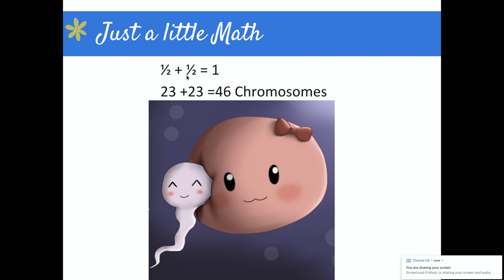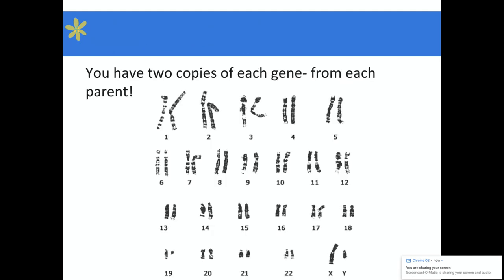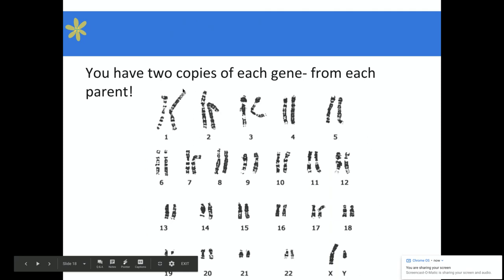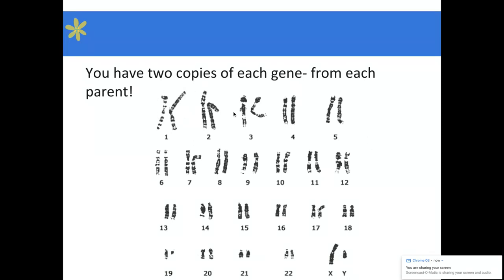1/2 plus 1/2 equals 1. 23 chromosomes from the sperm and 23 chromosomes from the egg makes 46 chromosomes, a full human set. You have 2 copies of each gene, one from each parent. We can see 23 pairs in this set of chromosomes. Got 2 number 1s, 2 number 2s, all the way down. One of these chromosomes came from mom. One of these chromosomes came from dad, but they each code for the same gene.